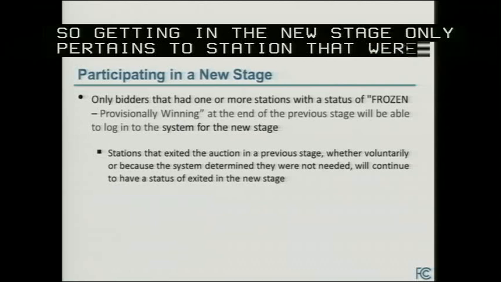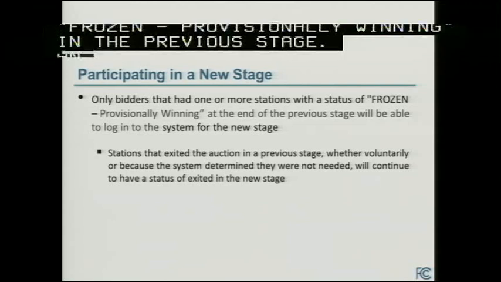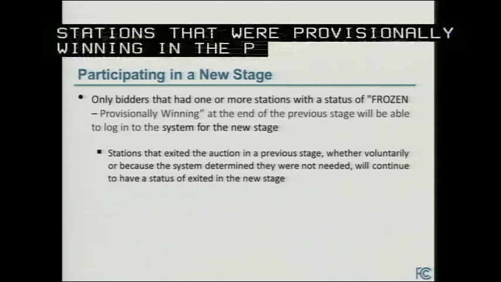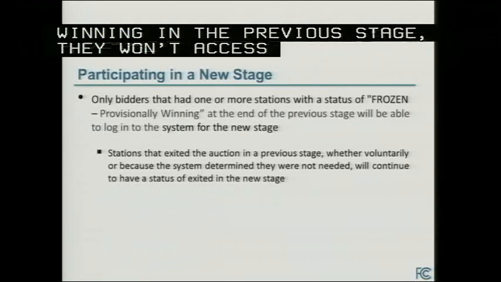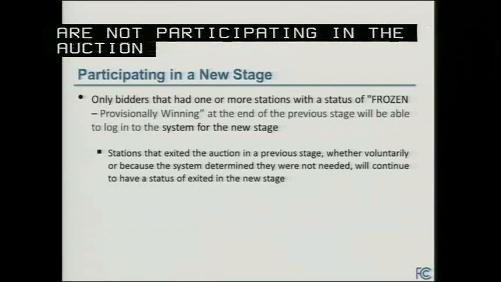And any bidder that has no stations that were provisionally winning in the previous stage won't access the second stage, because once exited, you're not participating in the auction anymore. So it's only, again, for bidders that have stations that were frozen provisionally winning.